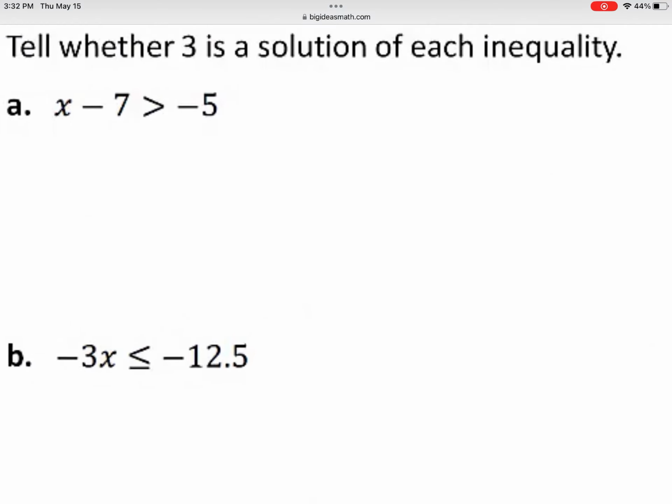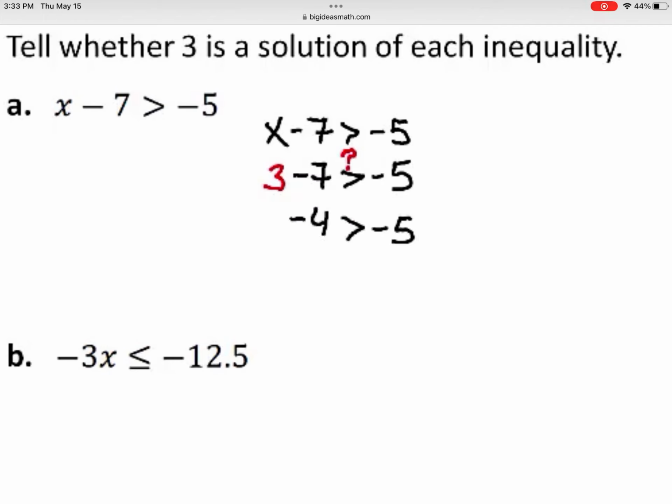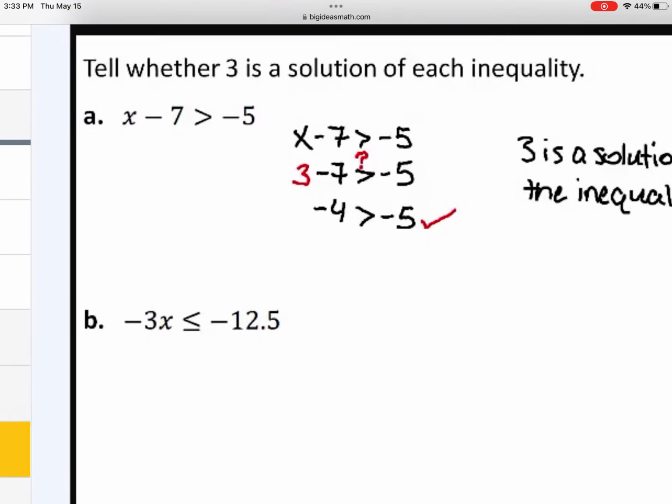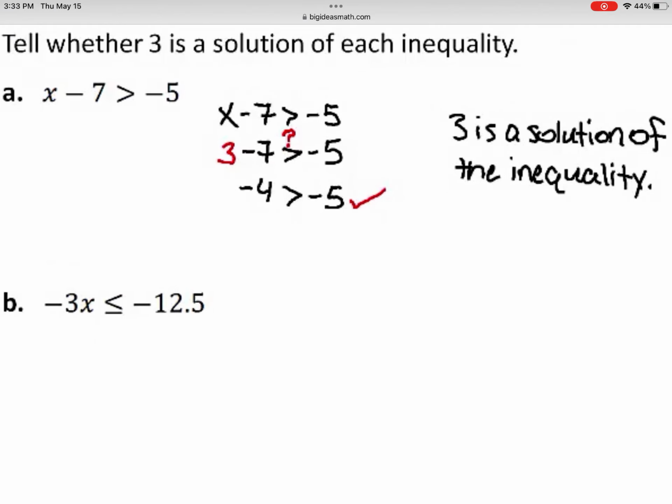Tell whether 3 is a solution of each inequality. Part A. X minus 7 is greater than -5. First write the inequality. Then substitute 3 for x. 3 minus 7 is -4. Because -4 is greater than -5 is a true statement, 3 is a solution of the inequality.